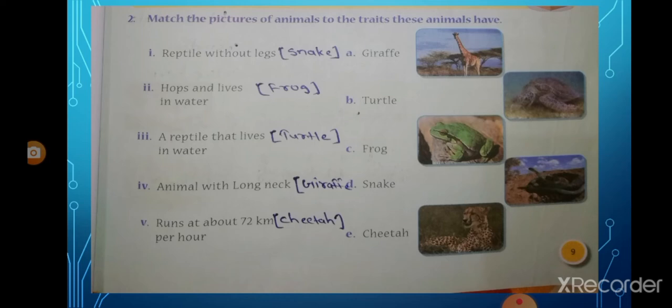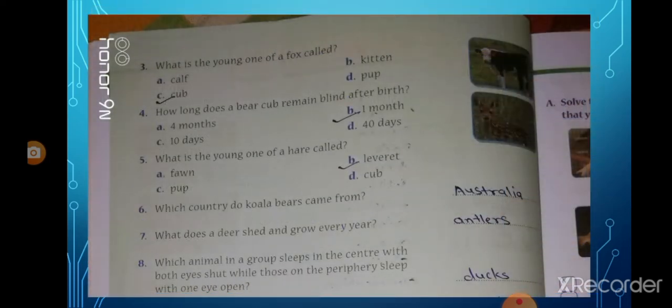Page number 10. Now on page number 10, you can see there are a total of 14 questions, from question number 3 to question number 14. One by one we will see the questions and discuss them with answers. In question number 3, some options are given, and we have to select the correct option. So let's see question number 3.